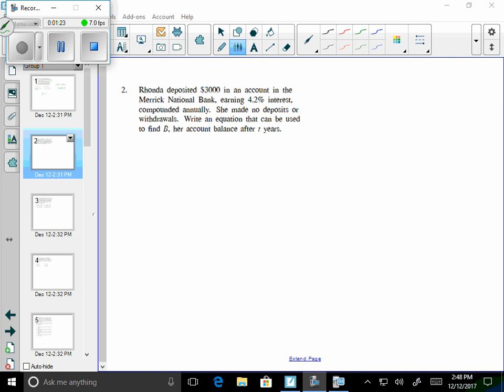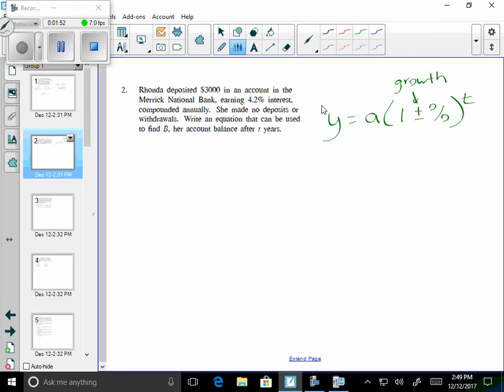The second question is just going to be writing an equation. So when you're depositing money into an account at a percent interest, this is what we want to think of. Y equals A times 1 plus or minus the percent, and our exponent's going to be the number of years. Now, whenever we are making money or earning interest, our plus sign is what we're going to be looking for. So we don't want to use y equals for this. We want to use the letters they give us.